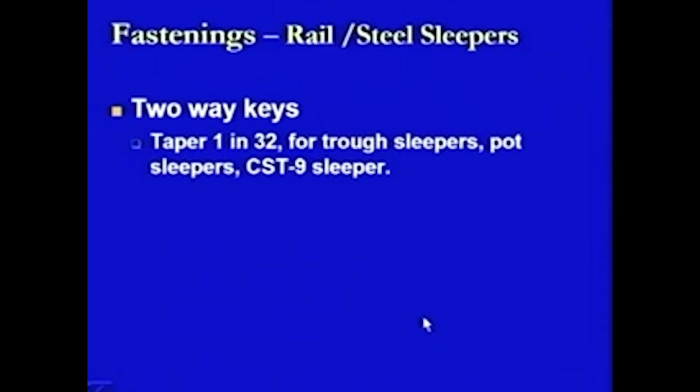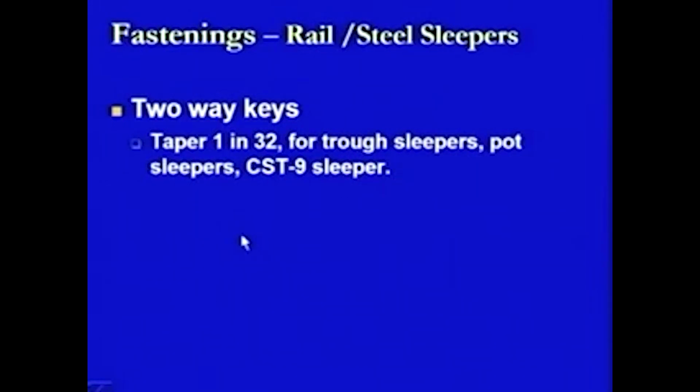In the case of a two-way key, it is tapered at an angle of 1 in 32, and they are generally used with the steel trough sleepers, the pot sleepers or the CST9 sleepers. Now, when we have seen the diagrams of trough sleepers, pot sleepers or CST9 sleepers, we have seen that there was a location where the key has been inserted. So, this is the type of key. This is a longitudinal section, a tapered longitudinal section provided at a value of 1 in 32, and it is square or rectangular at both the ends.